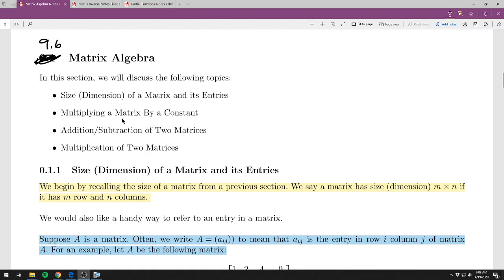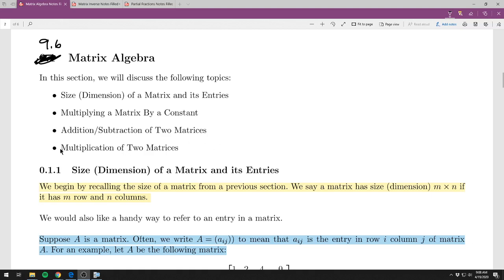And then we'll talk about three things you can do with a matrix. The first one, you can multiply a matrix by a constant or a number. You can always do that, and we'll see how to do that. You can add and subtract two matrices. This has to be a little specific. You can't just always add and subtract matrices, as we will see.